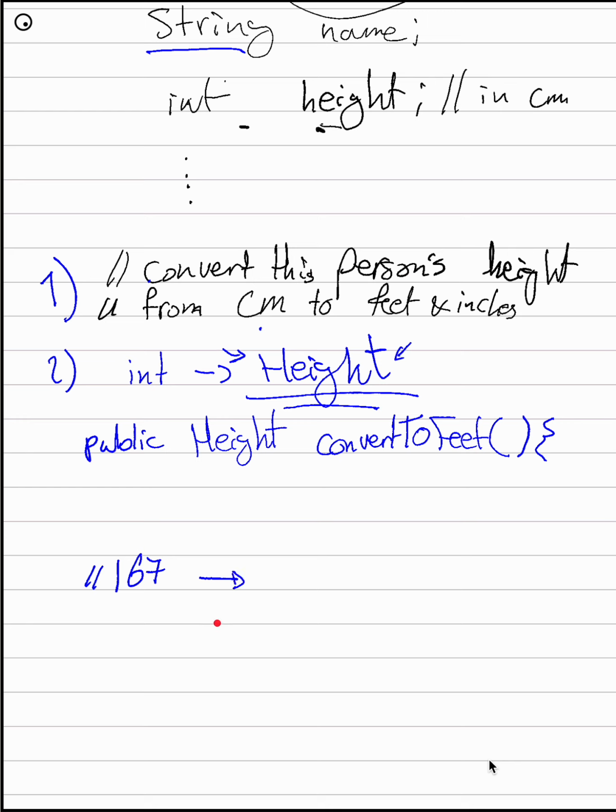Or let's say that's like 5'7". So I expect to get a class height with the feet to be 5 and the inch field to be 7, right? Yeah. Okay, excellent. Now that we have our example, what's the next step?